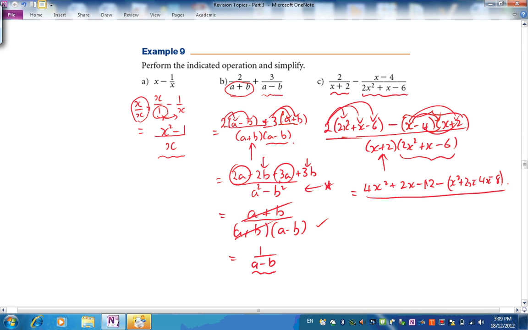Okay, so a lot of work there. Over x plus 2 by 2x squared plus x take 6. Which is, what have we got here? Now we need to unpack this. 4x squared plus 2x, take 12. Look up here, negative x squared.